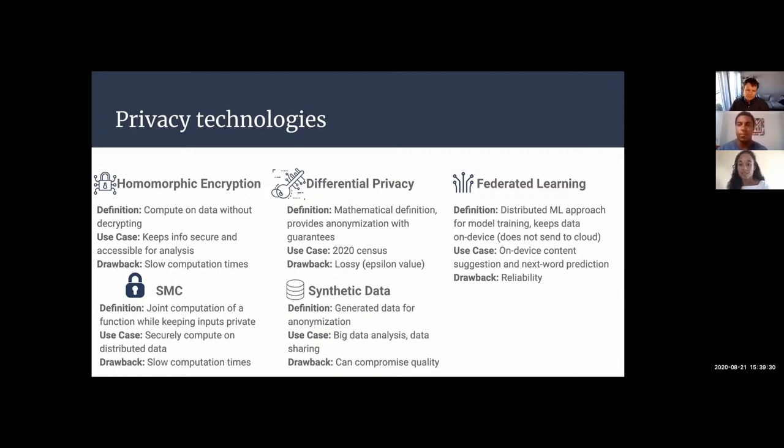So lots of exciting things happening in this space. As you can see, this was just intended to be a brief overview. I'm going to turn it over to Jackson, who can talk a little bit more about enterprise applications and one of his portfolio companies that's actually using synthetic data. Thanks.